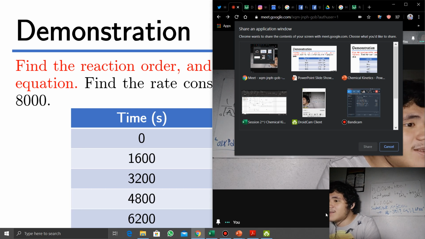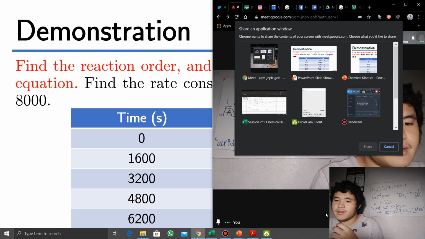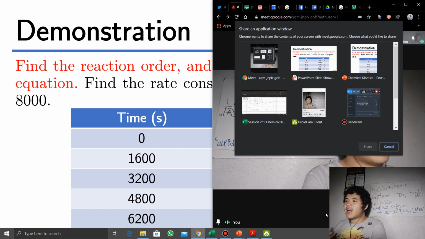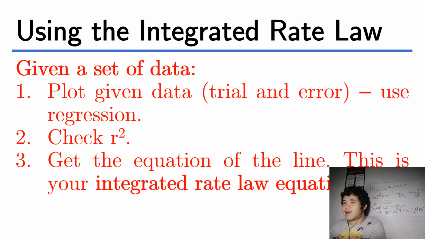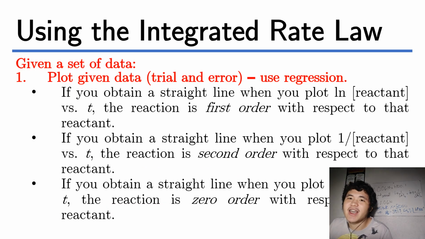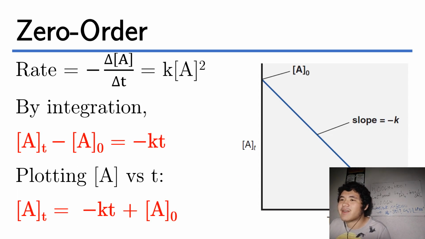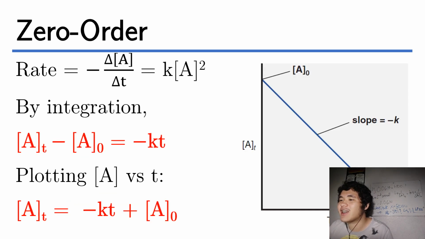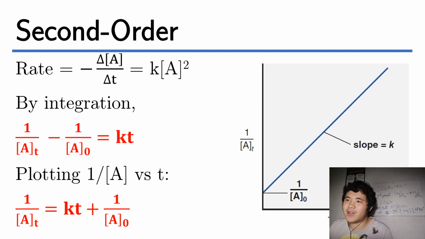So, pag second order, mas straight yung line pag 1 over the values. Okay, sige, let's go back to the concept. Pag nag-plot ka ng data, example, nag-plot tayo ng second order, ng 1 over versus time, pag nakuha natin doon, very linear, super linear, greater R squared than any of the two of these, ibig sabihin, second order yung reaction natin.